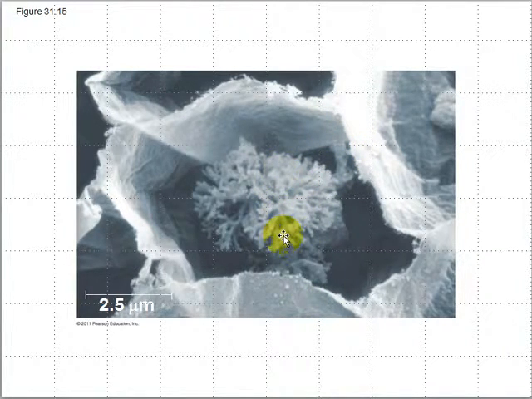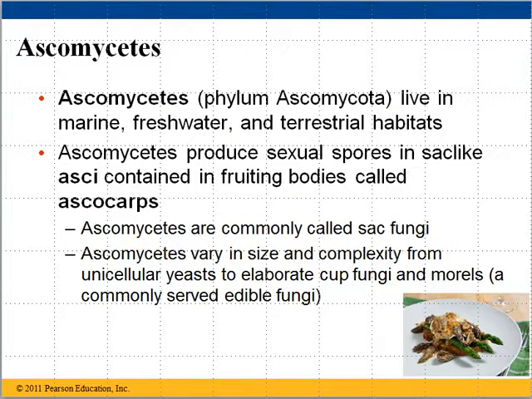Fourth on our list of fungi is the ascomycetes. The ascomycetes you might be familiar with because some of these we actually eat. They live in marine, freshwater, and terrestrial habitats. Ascomycetes produce sexual spores in sac-like asci containing fruiting bodies called ascocarps. That's where we get the name. Ascomycetes are commonly called sac fungi.